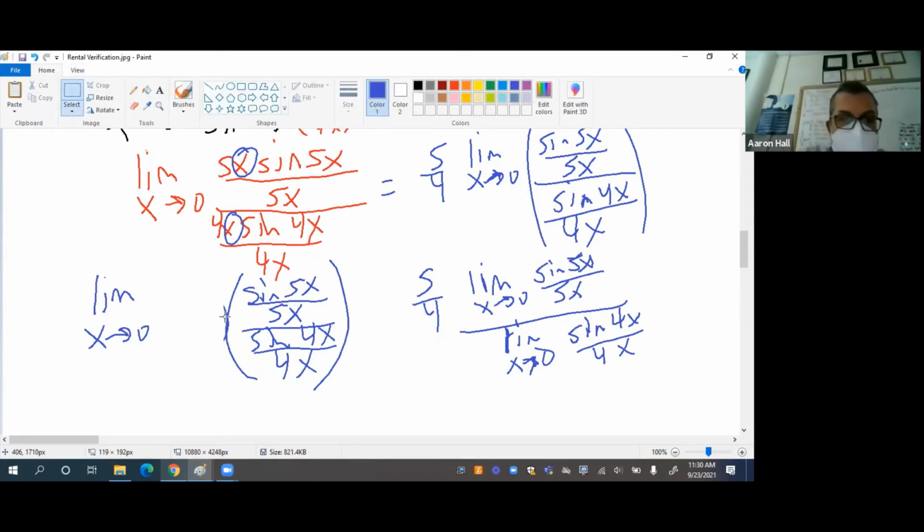What if I rewrite this? Let's do this in multiple steps. What if I rewrite this as 5x over 1, and this is 4x over 1. Do you feel comfortable with that?